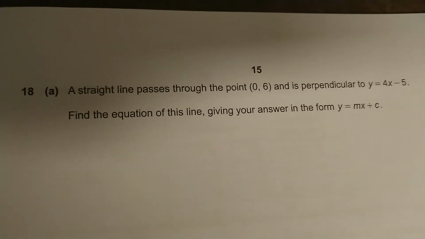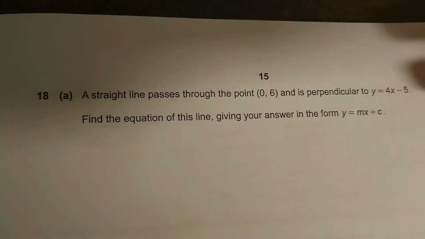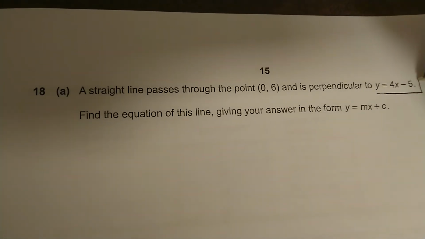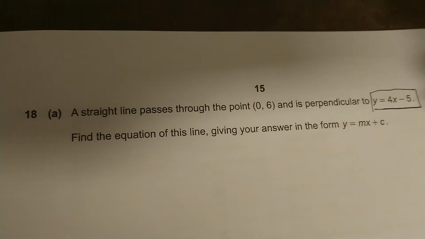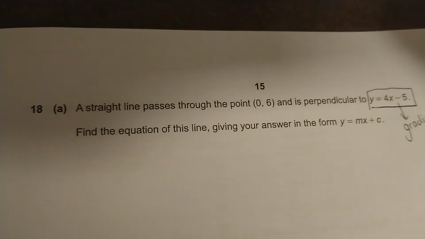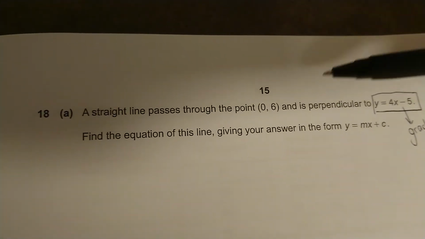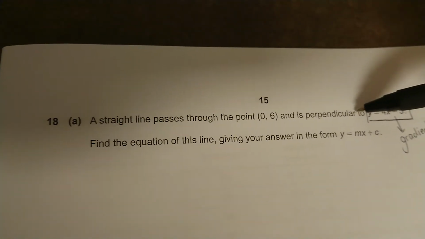So question 18, we know the straight line needs to be perpendicular to this one. So the gradient of this line at the moment is, remember, the number in front of x, which is 4. So this gradient is 4. And if the question said it needs to be parallel to it, then we would keep the gradient as 4. But actually this is perpendicular.